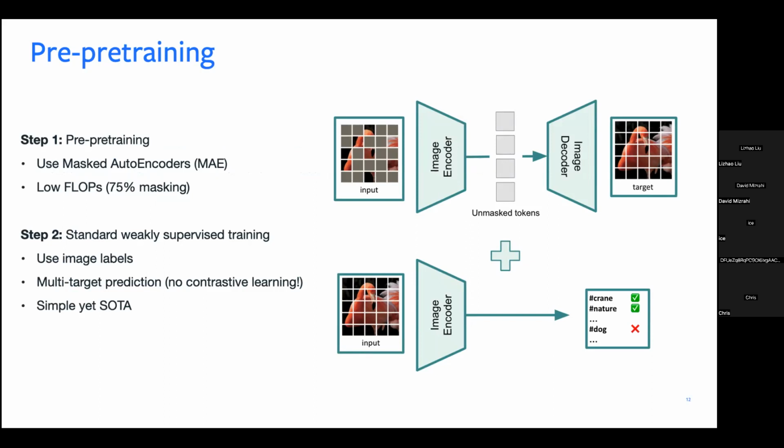So we take images and their corresponding hashtags, so their text classification labels, and then we just have multi-target prediction. We don't do contrastive learning in this one, but you can try to do CLIP-style training if you wanted to. And just by using this very simple mechanism, we get state-of-the-art models that do really well on image and video tasks.